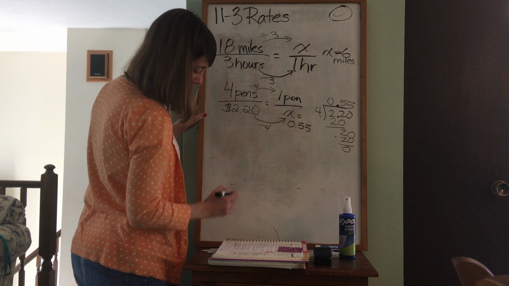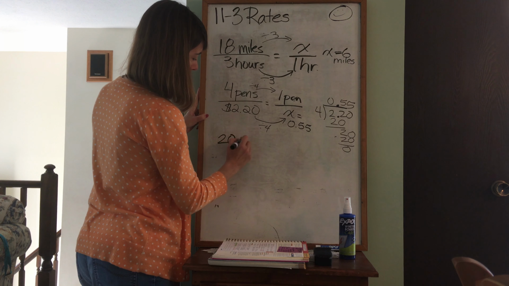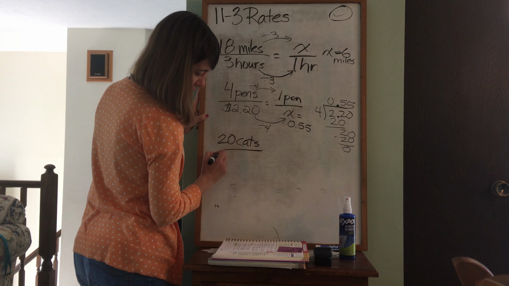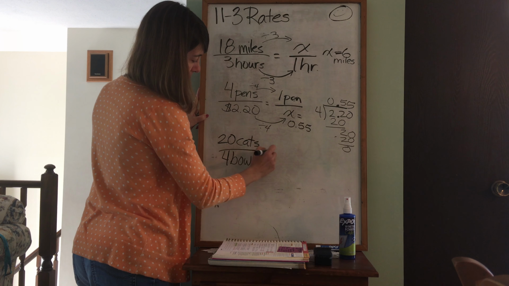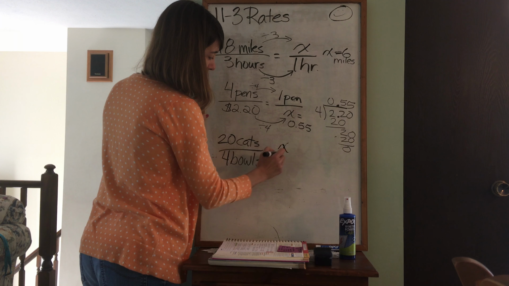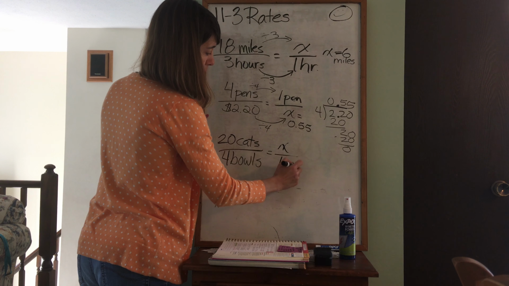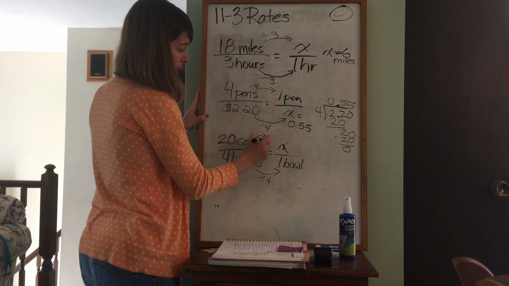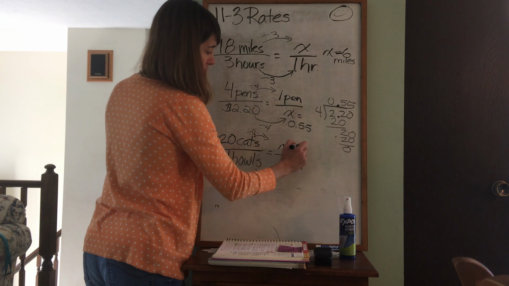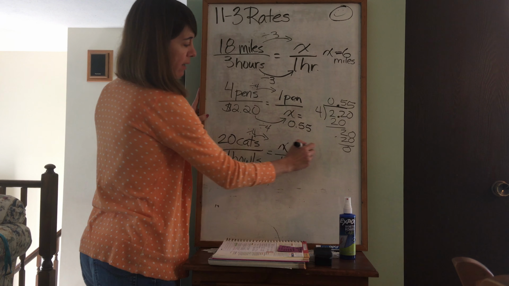Number 2, 20 cats to 4 bowls. And then they want to know how many cats to 1 bowl. So they divided by 4 here. We would divide by 4 here. And so we get 5 cats.